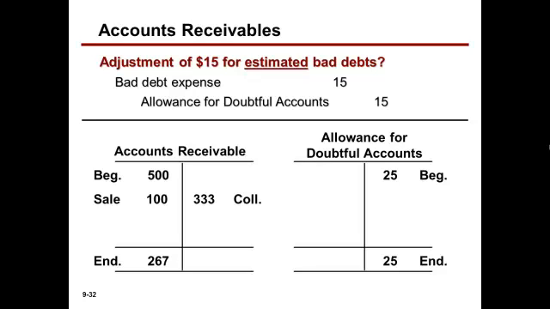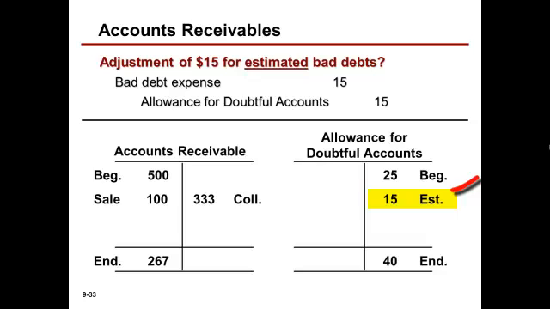Next entry, we adjust our estimated bad debts in the future for $15. Again, we're anticipating some accounts in the future not being collected. We're going to book these today to get a better matching with the revenues that we're recording today. So debit bad debt expense, $15. Credit our allowance for doubtful accounts, $15.